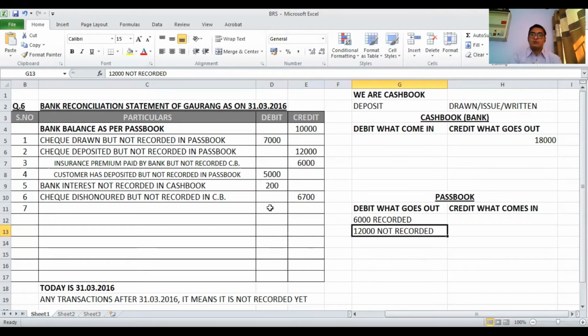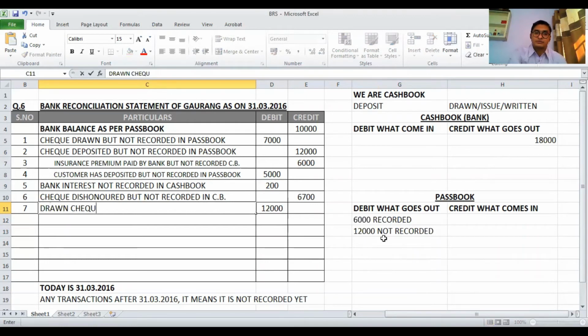Now on the debit side of the bank reconciliation statement, 12,000 rupees, that entry which is not recorded, it is for drawn check but not recorded in passbook. Got it? Point number 8.